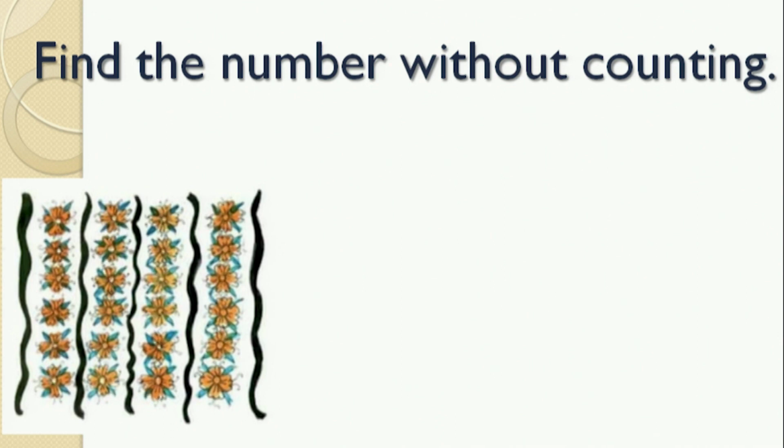Let us see. See, here what is there? I have arranged all the flowers in a vertical line, and in this vertical line, can you see how many flowers there are? In one vertical line, there are 6 flowers. And how many vertical lines are there? There are 4 vertical lines.